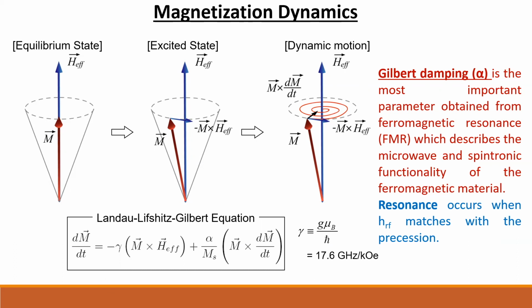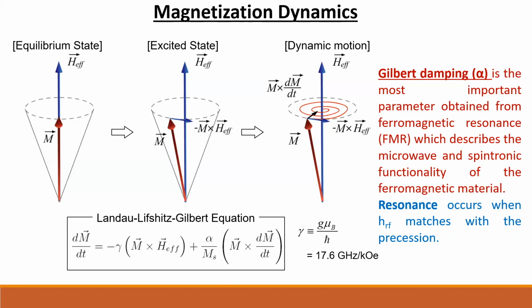It states that the total rate of change of the magnetic moment, the left-hand side of the equation, the rate of change of the magnetization, is fully controlled by the total torque acting on it. That is the right-hand side of the equation. The right-hand side consists of two main parts. One is the conservative torque, the first term, and the other is the dissipative torque, the second term.